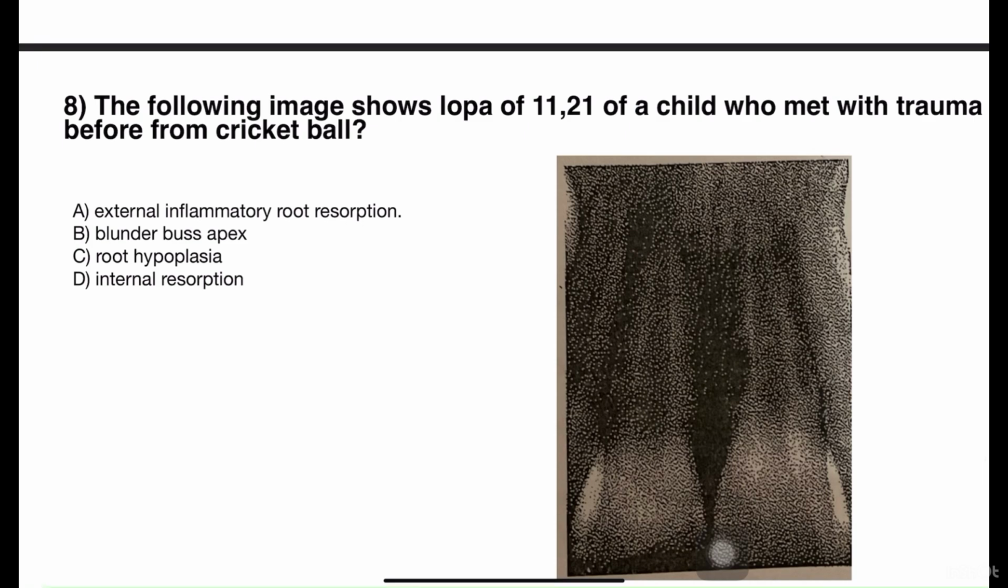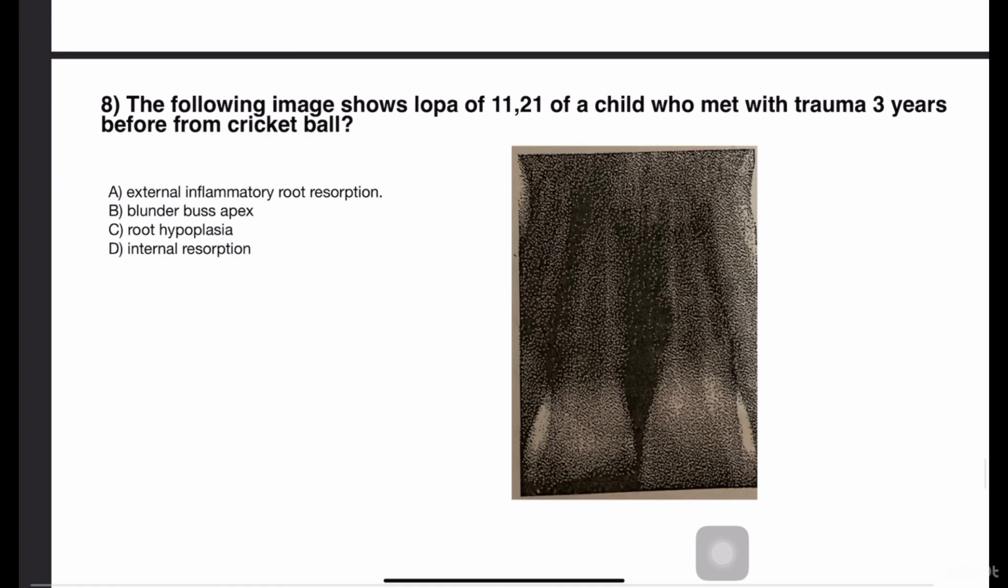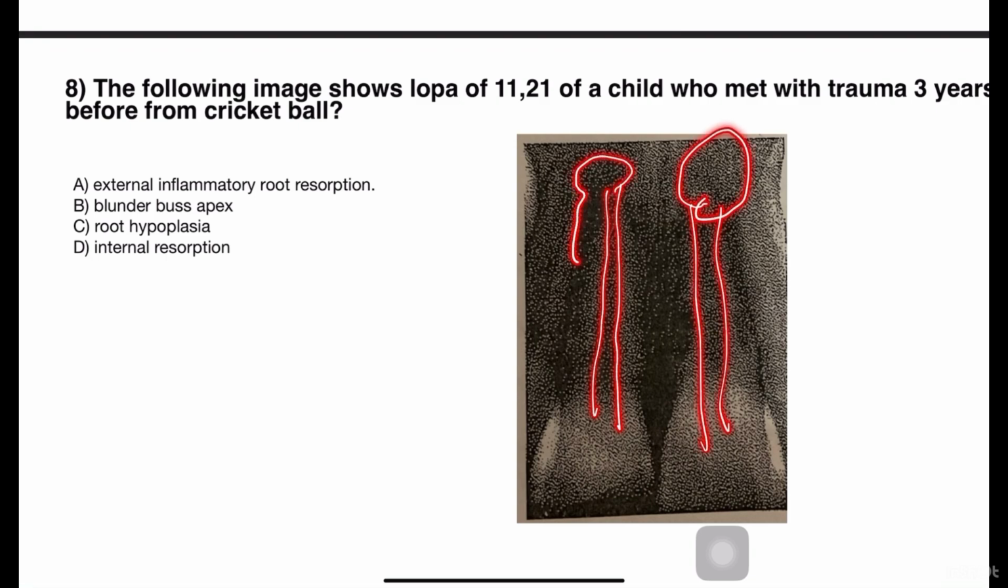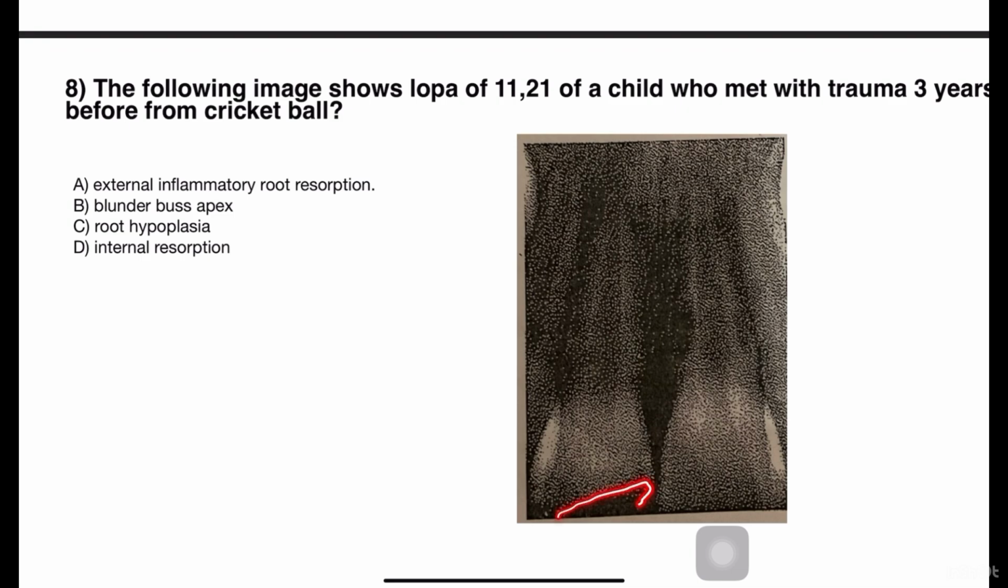Next, the following image shows an IOPA of 1-1 and 2-1 of a child who met with trauma 3 years before from a cricket ball. Here we see the teeth, that is 1-1 and 2-1, and we can see radiolucency within the alveolar bone of the adjacent tooth at the cervical area. We see widened canals, radiolucency at the root apex, and also the fracture of the tooth.